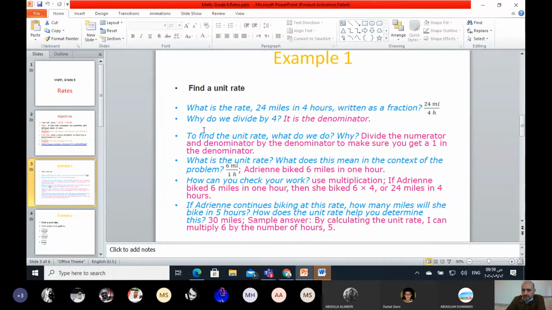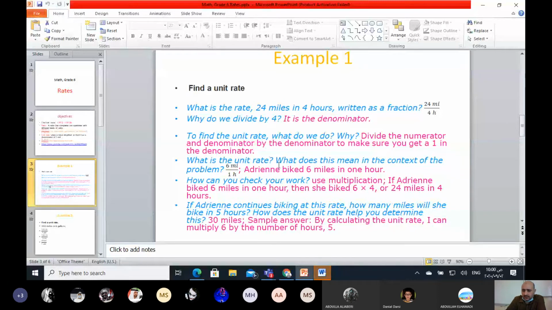Now, why do we divide by 4? It is the denominator. To change from rate to the unit rate, look to the denominator. The denominator here will be 4. So divide up and down by 4 to change from 4 to the 1. So to find the unit rate, what do we do and why? Divide the numerator and denominator by the denominator to make sure you get a 1 in the denominator.